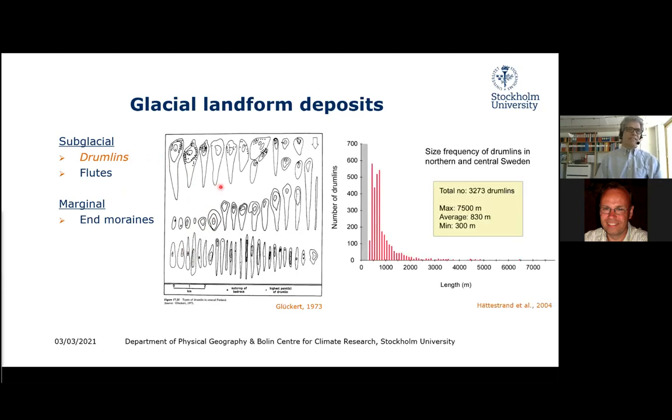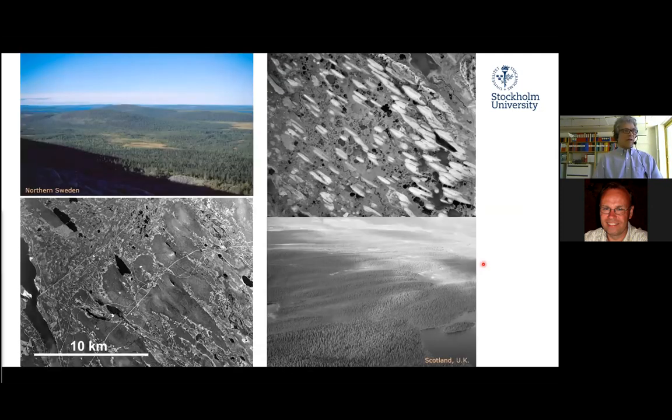Well, they have particular size and spatial dimensions. This is an inventory of more than 3,000 drumlins in northern Sweden. And you can see here they're typically a couple of hundred meters long, but in this particular survey you have them up to 7.5 kilometers long. And they have a height of tens to hundreds of meters in particular cases. Well, what do they look like?